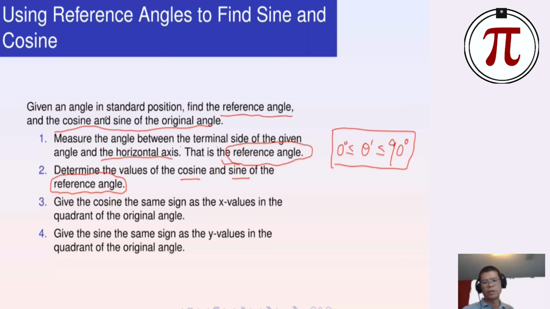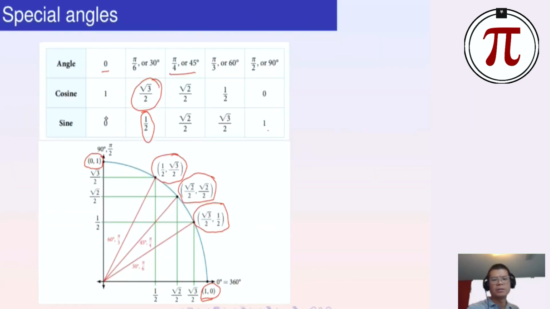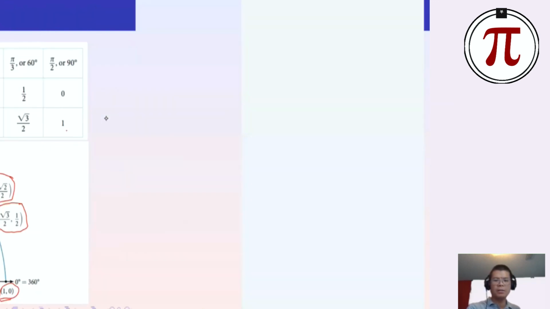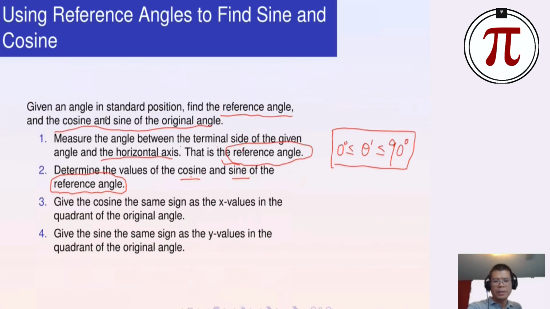Which is pretty easy to know, right? If there are special angles, we know these ones, using the table we illustrated here. If there are special angles, the sine and the cosine are given from here. Now, if they are not special angles, we can use a calculator. So step 2 is no problem. Step 1, we learned. Step 2, we know how to find the cosine and sine of the reference angle.